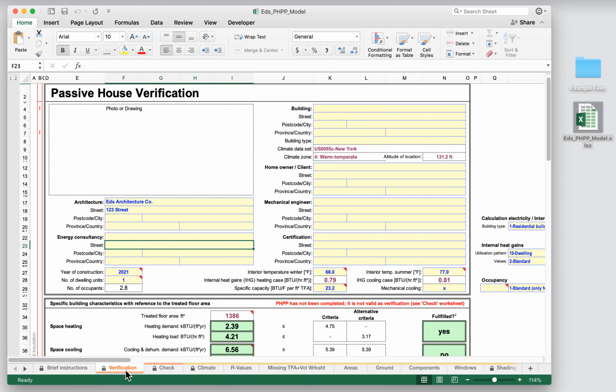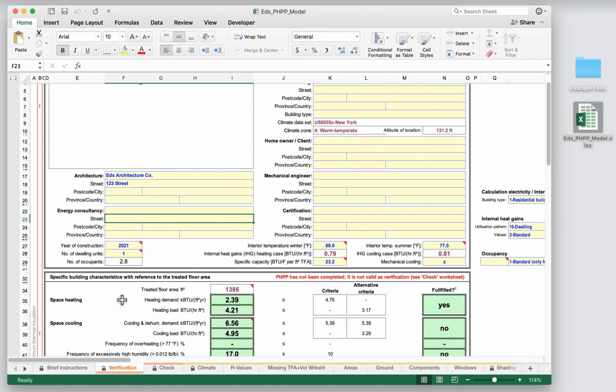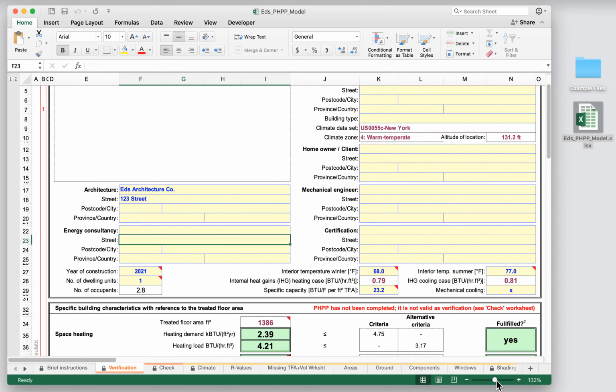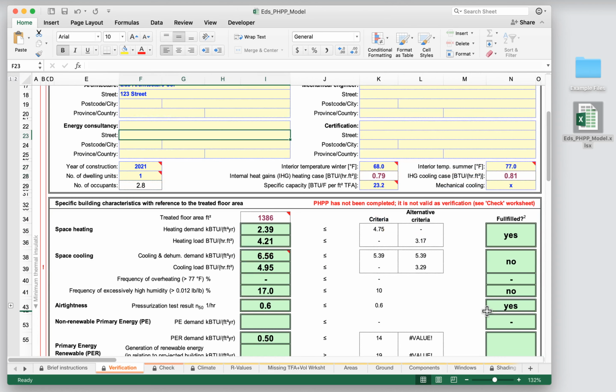So I'm in my verification worksheet. And if you remember, let me zoom in a little bit here. If you remember way back in the very beginning of our filling out of the PHPP, I said that I was going to turn on active cooling in my project. So going all the way back to some of our very first videos, you saw me turn on mechanical cooling up here in this cell. For our purposes in this video, what I want to do is actually turn that off.